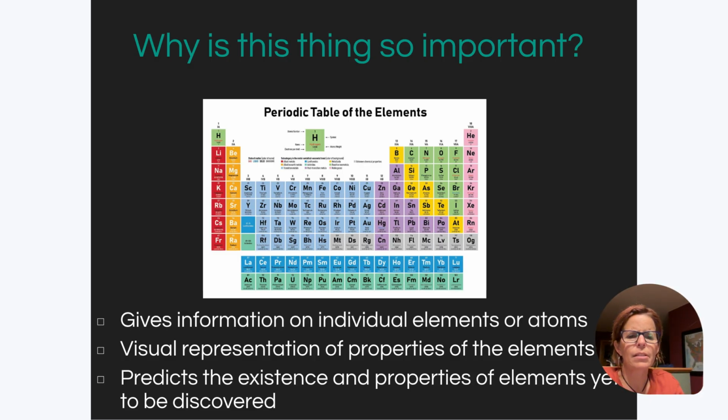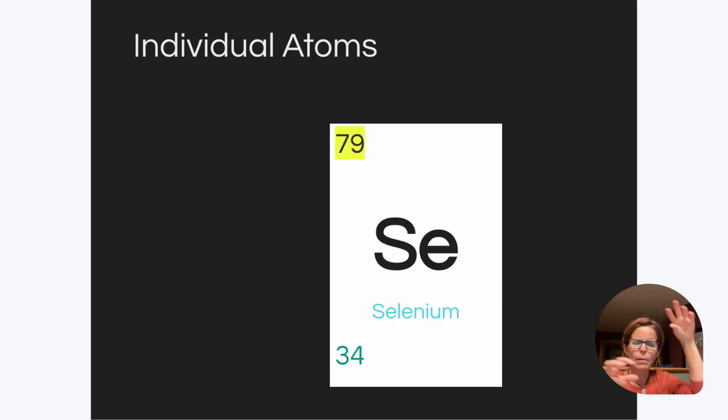Every periodic table is a little bit different. Some periodic tables have more, some have less information. And some of the numbers might be shifted around a little bit. But if you see a smaller whole number, that smaller whole number is going to tell you something different than the larger whole number. So this particular element is called selenium, and it's going to have an abbreviation.